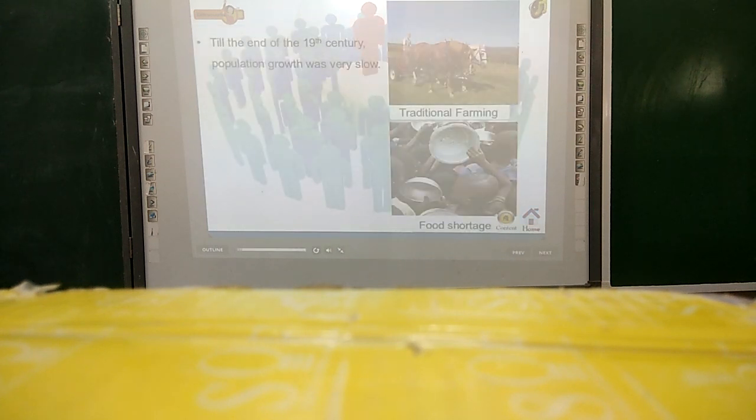Till the end of the 19th century, population growth was very slow. The reasons for slow growth of population are: agricultural methods were not advanced, enough food was not produced, and improper health services led to a large number of deaths.